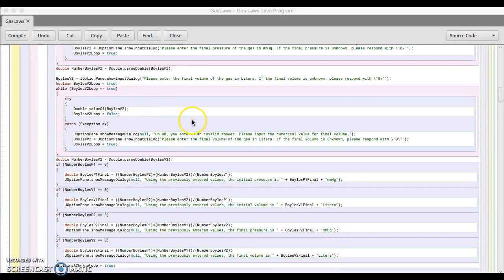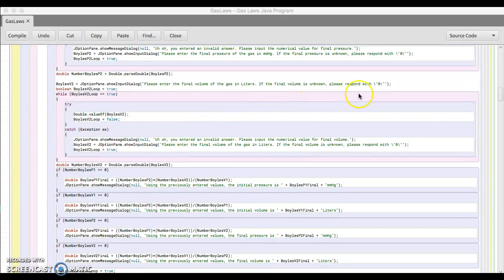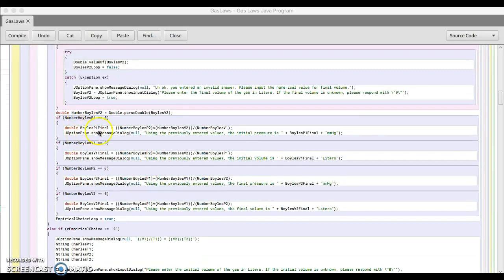And after the user inputs all the values, including one unknown, which I made be 0, then my code tests for which variable is equal to 0. And depending on which one it is, it performs a certain operation. For example, if P1 in the Boyle's law calculation was put to 0, which means that it was an unknown for the user, then the double Boyle's P1 final is equal to P2 times V2 divided by V1.